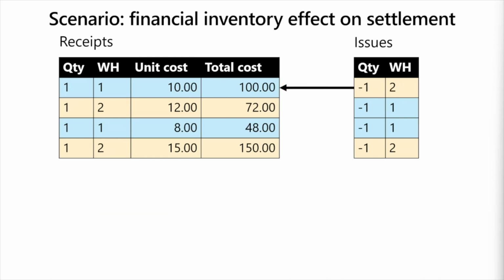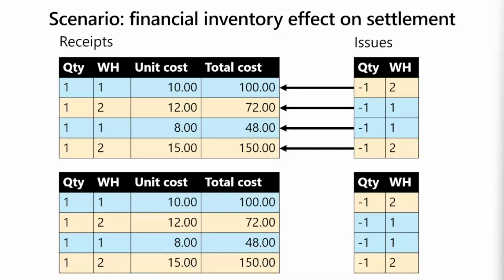The first settlement is created to match the first issue against the first receipt, which is in a different warehouse. The second settlement is created to match the second issue against the second receipt, which is also in a different warehouse. This process repeats for the third and fourth issues.